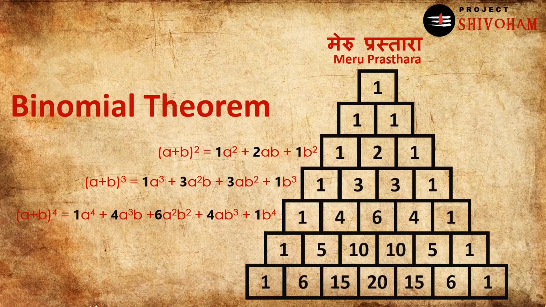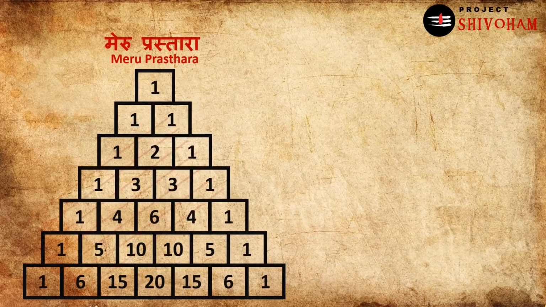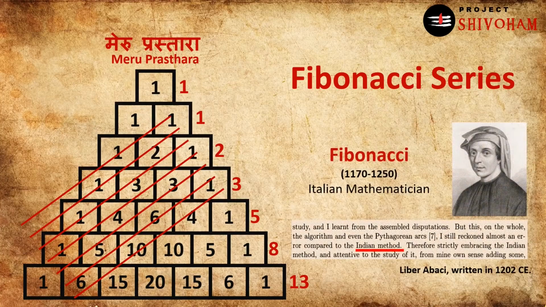Another very important mathematical feature of Meru Prasthara is if you add up the diagonals, it gives out the Fibonacci series, which are in golden ratio. These series are called Fibonacci series because an Italian mathematician, Fibonacci, in the 13th century wrote a book called Liber Abaci. This book is all about introducing the Indian way of arithmetic operations to Europe.